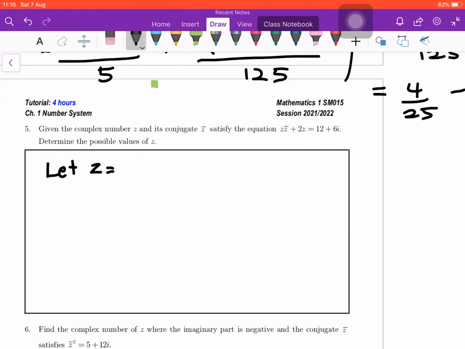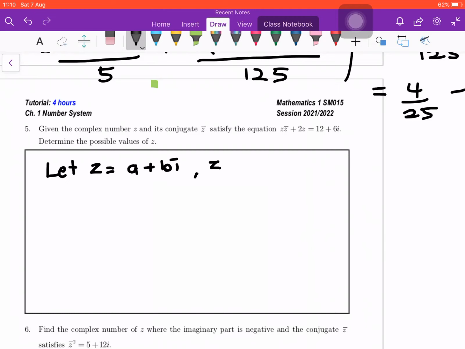So let's say kat sini saya nak guna a plus bi. You can use any variables lah. You nak guna variables x, y pun boleh. Macam dekat sini saya guna variables a and b. Okay, so auto kat sini, bila you tahu dia punya z, you dah let z as a plus bi.